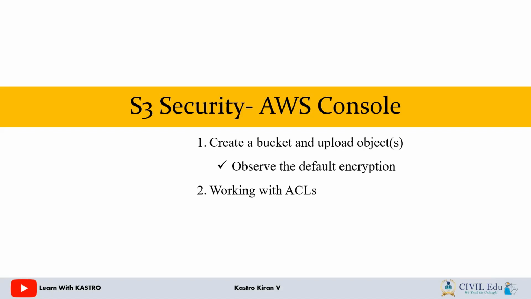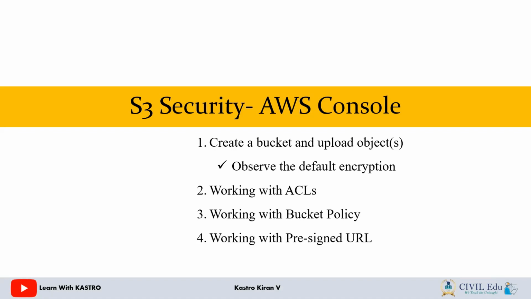After working with ACLs, we are also going to work with the bucket policy and how bucket policy has to be created and how this policy is going to help us in order to protect the bucket. And then we'll also be looking towards how the pre-signed URLs will work, and we'll also see the different aspects of the pre-signed URLs as well. These are the things that we are going to see in the AWS console. Let's go to the AWS console and let's work with all of these concepts.